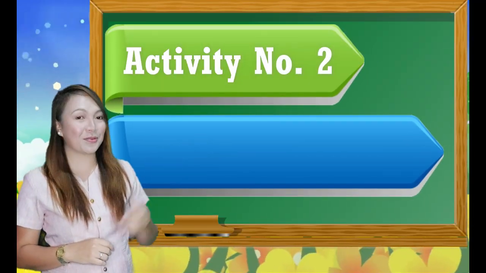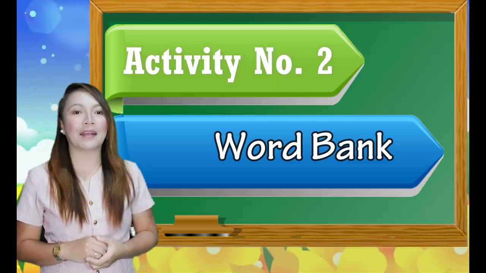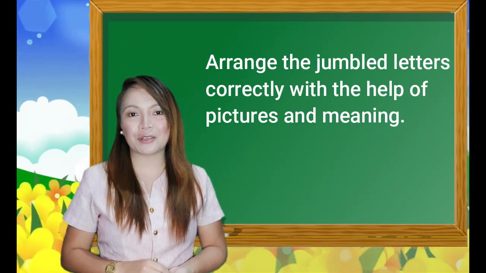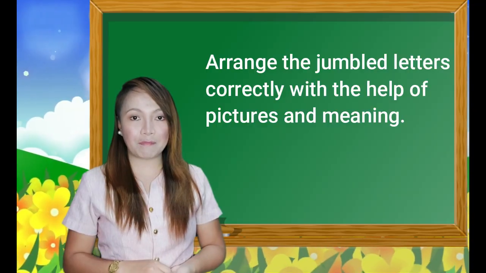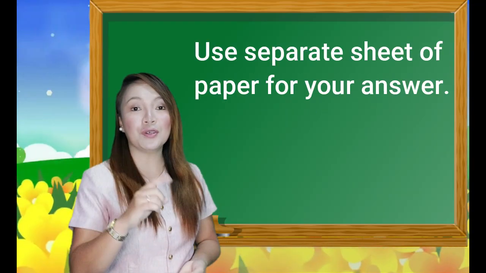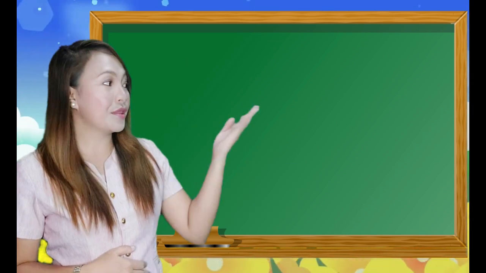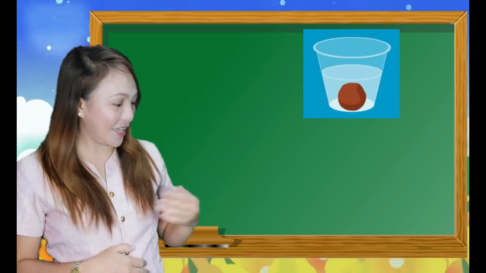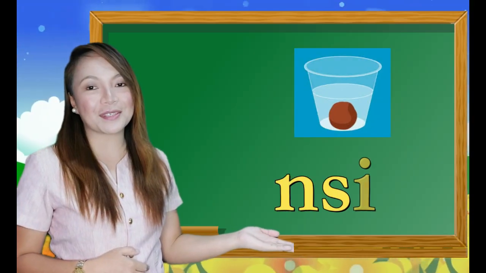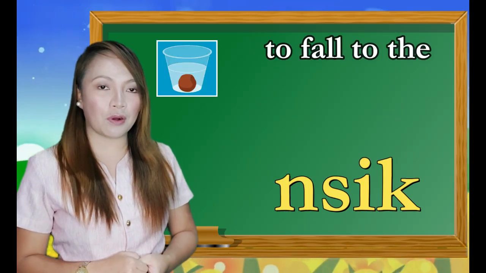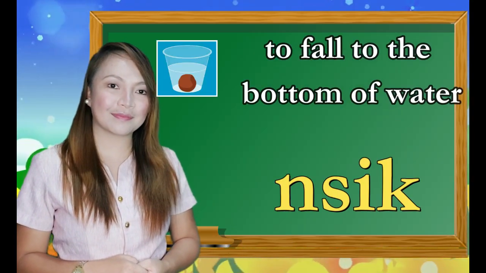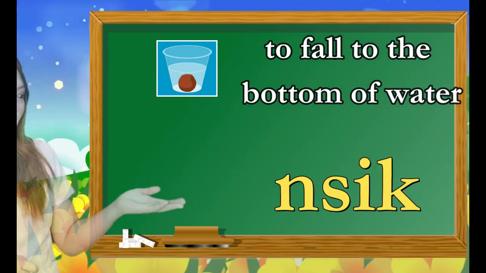Activity number 2. It is called Word Bank. You're gonna arrange the jumbled letters correctly with the help of pictures and the meaning. Use a separate sheet of paper for your answer. This is the picture. And these are the jumbled letters. The meaning of this is to fall to the bottom of the water.